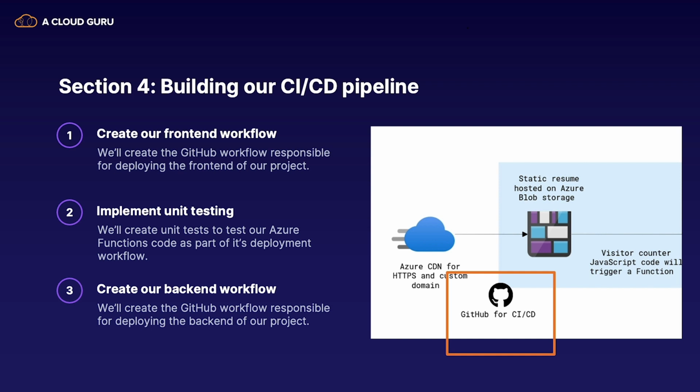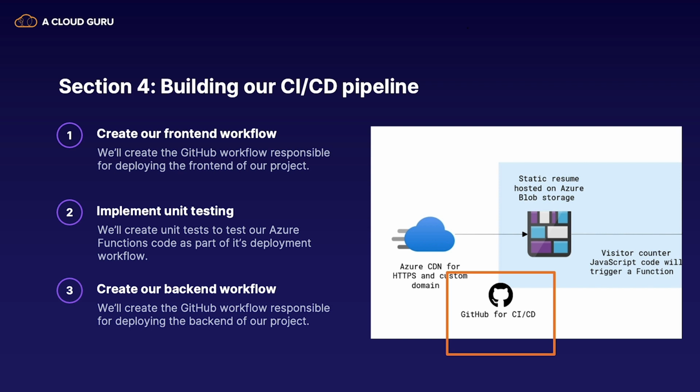Then we're going to implement unit testing. So we're going to create unit tests to test our Azure Functions code, and we're going to include that in our CI/CD pipeline. And last but not least, we're going to create our backend workflow, which is the backend GitHub workflow responsible for deploying anything that's in the backend folder of our project. So that includes our API, which includes our Azure Functions, or any changes to our tests.